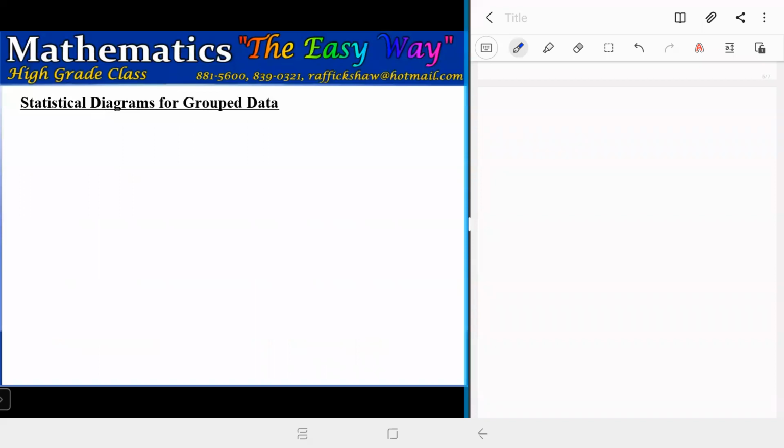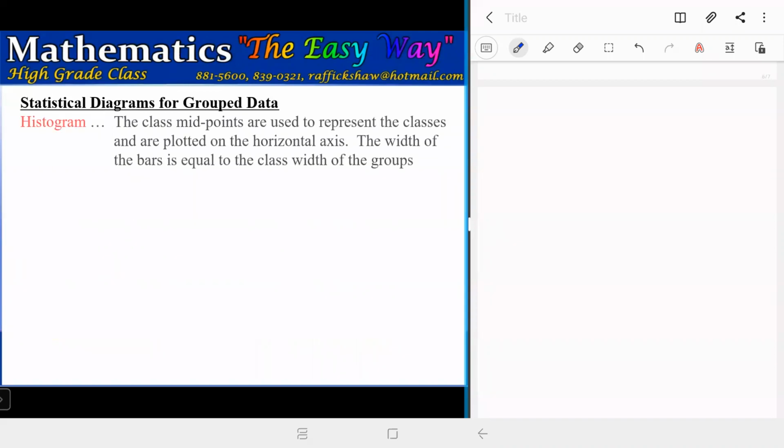The statistical diagrams from grouped data. First one is the histogram. We're going to do some examples. In fact, tomorrow I think I'm going to set up a nice example for you.